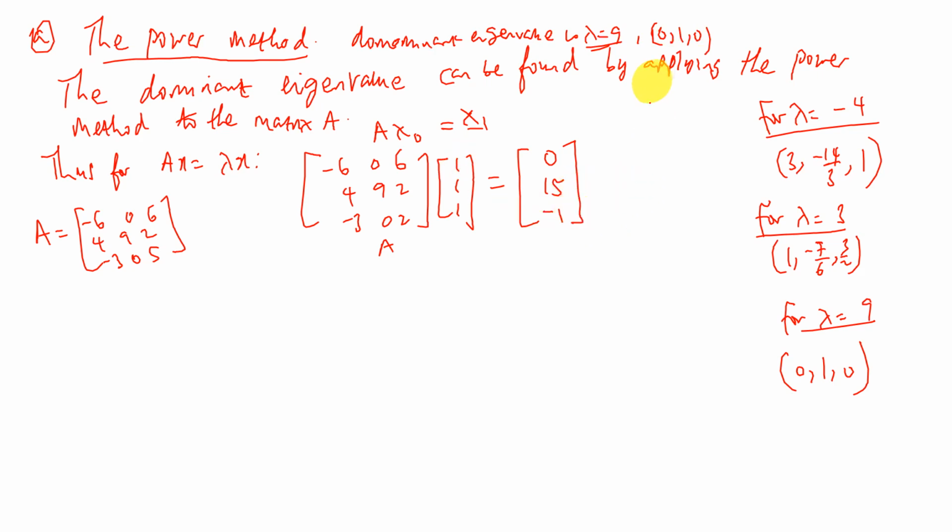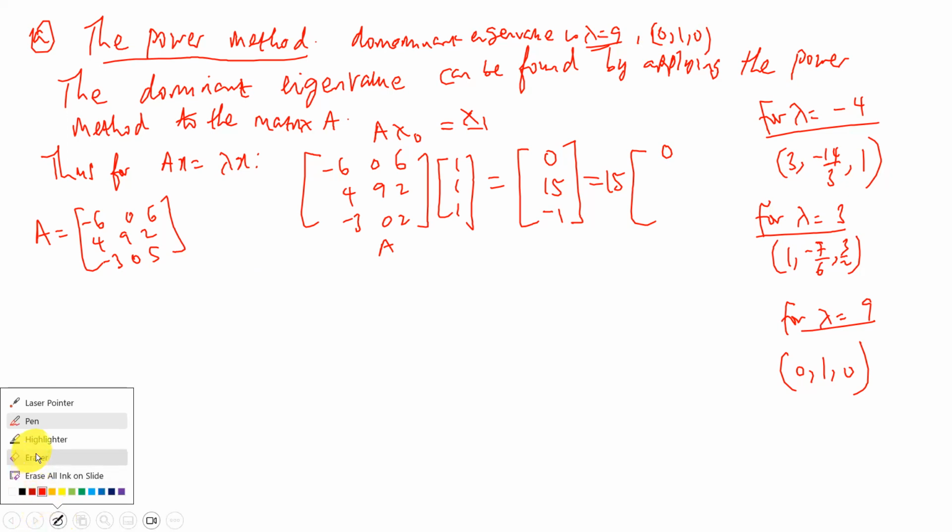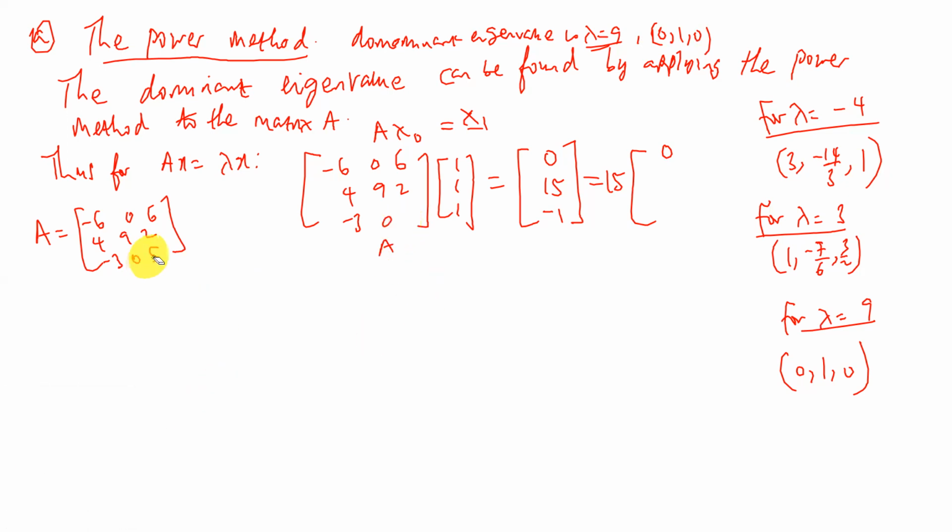And therefore, if it's 0, 1, 0, we can factor out the middle entry, 15. And if we do that, 0 here. Okay, there's a mistake here. This is 5, excuse me. In the matrix A, it is 5 here. It's going to change this one. Right, so in other words, this one is 5.